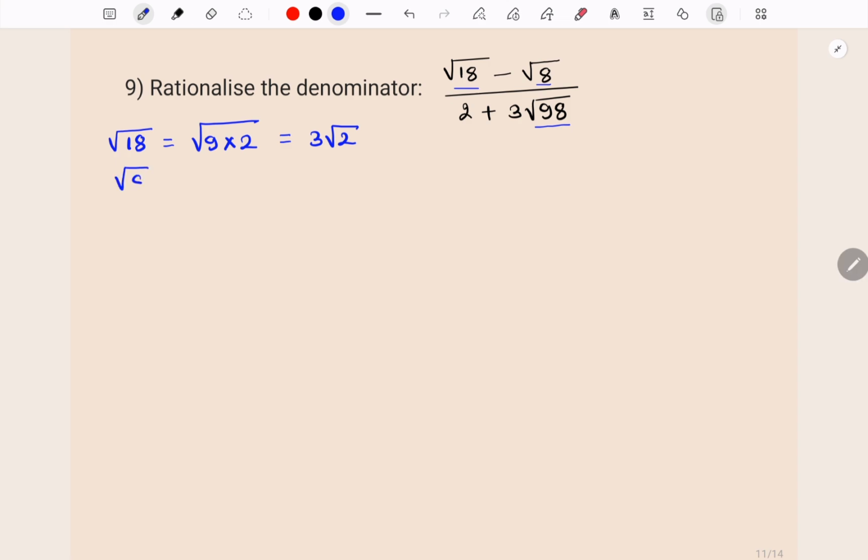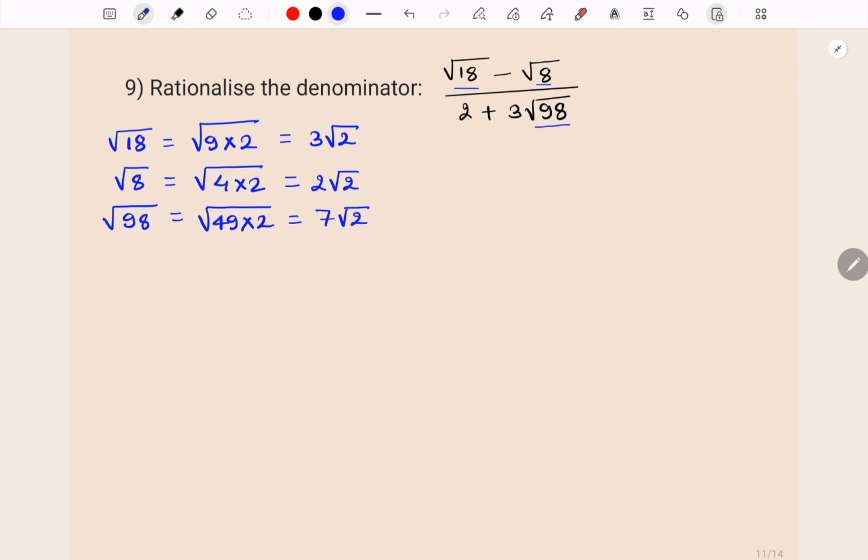Again, we have root 8. So root 8 can be written as 4 times 2. Square root of 4 is 2, so I can write it as 2 root 2. And then we have root 98, right? Root 98 can be written as 49 times 2. Square root of 49 is 7, so 7 root 2.